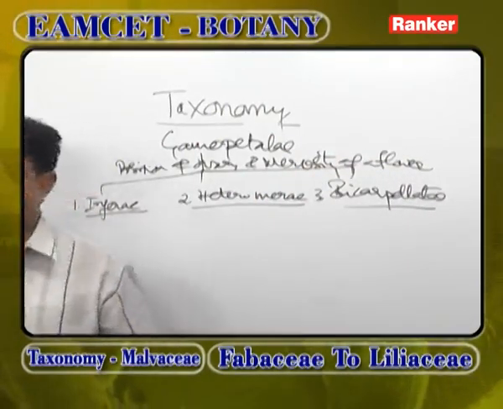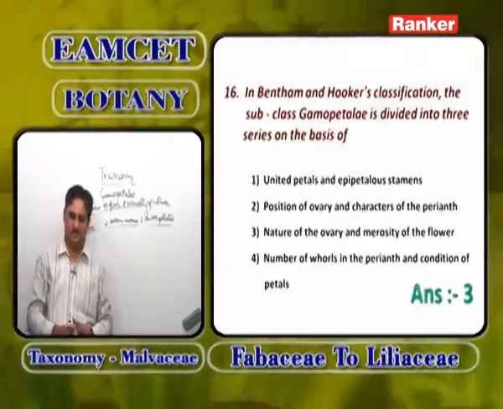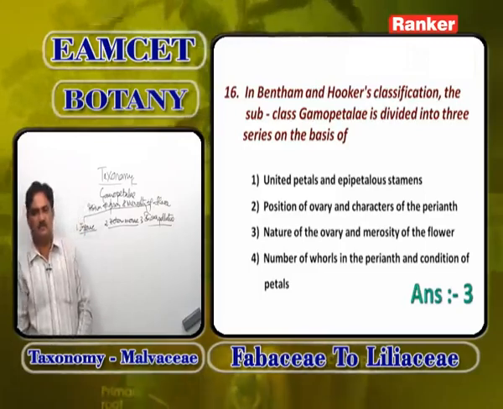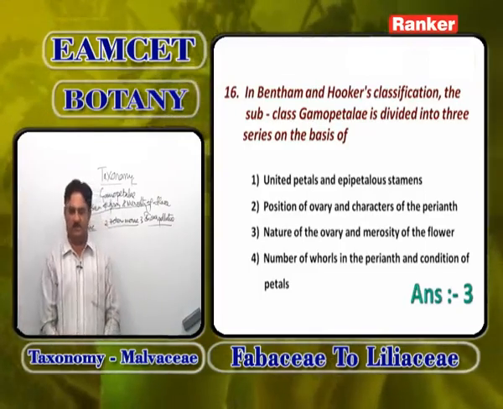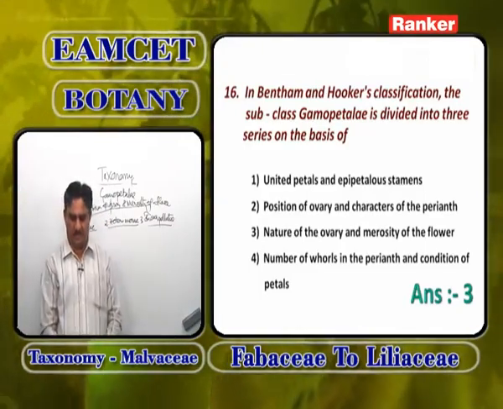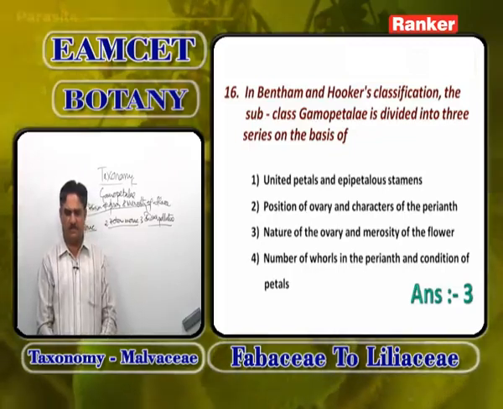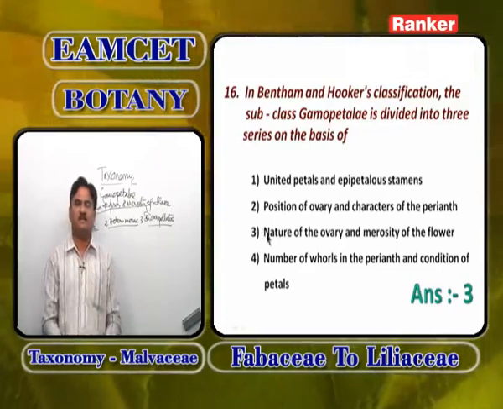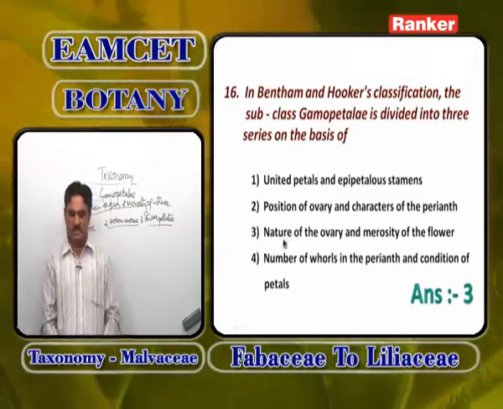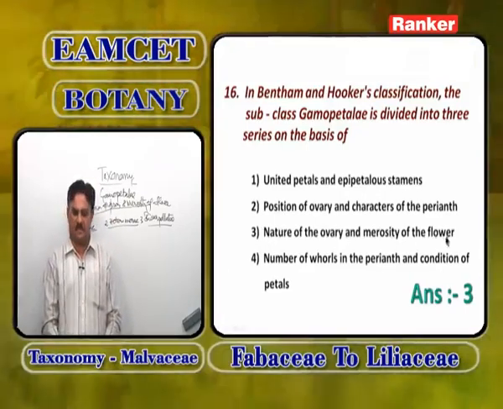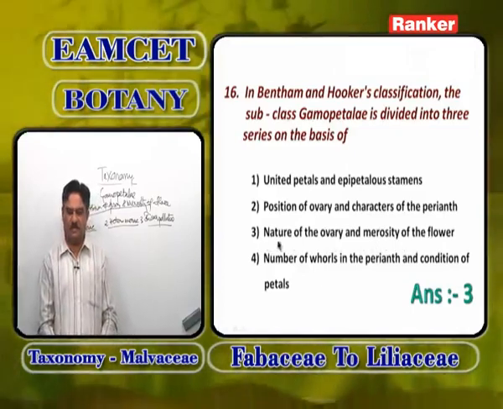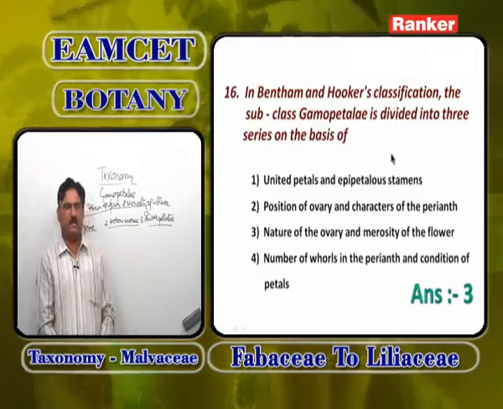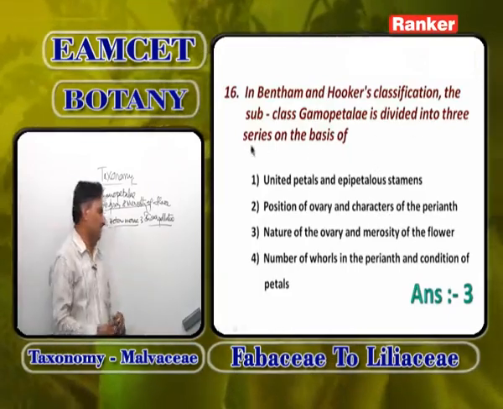Not because of united petals and epipetalous stamens. Not because of position of ovary and character of perianth. Not because of number of lobes in the perianth and condition of petals. The main character taken into consideration is nature of ovary and merosity of the flower. That is the character by which Gamma Petalae is divided into inferae, heteromerae, bicarpellate.